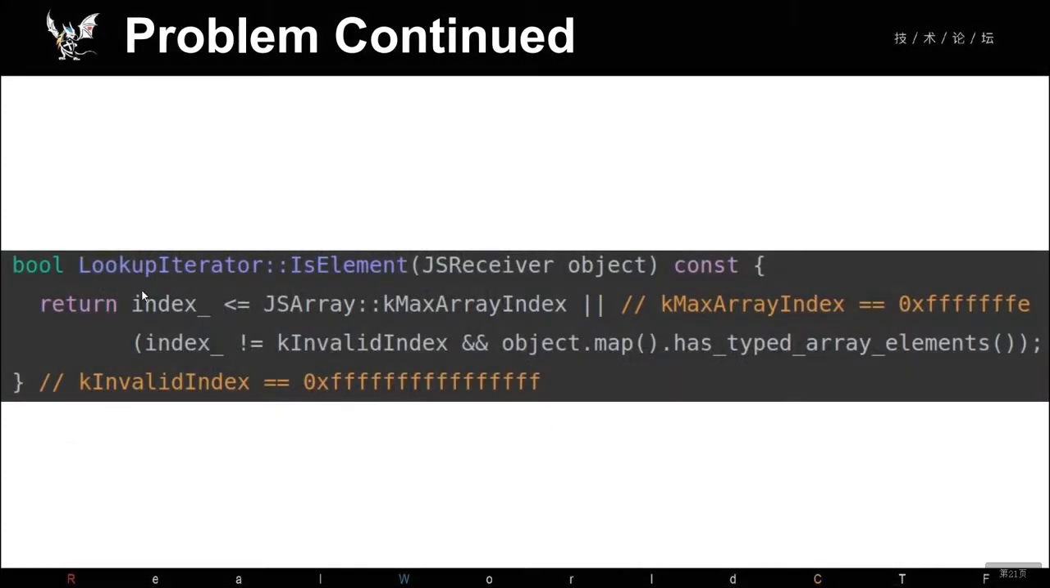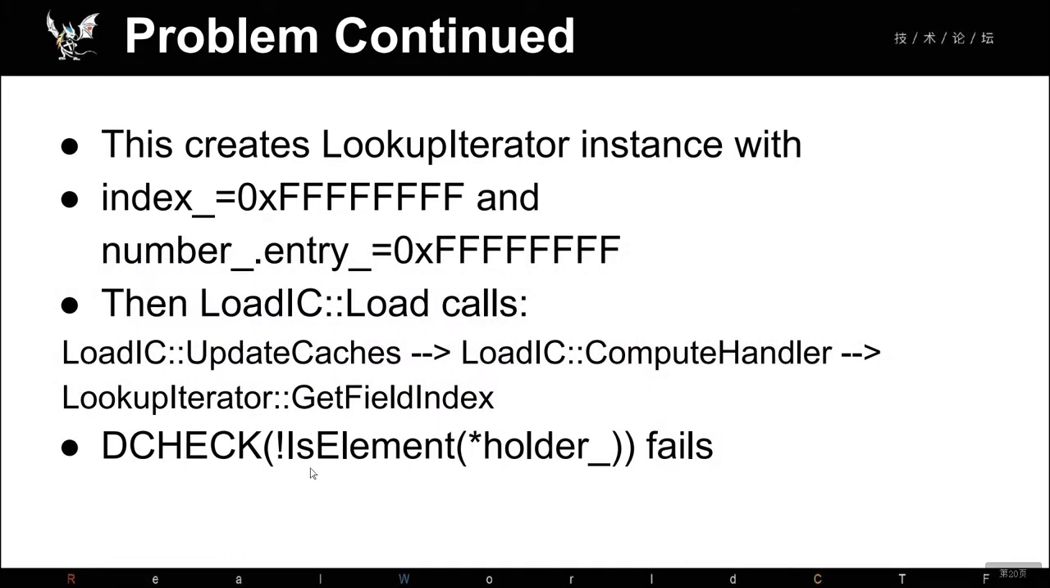If we look at the IsElement function, it first checks if the index is smaller than kMaxArrayIndex, which is false in our vulnerable case. However, for the second condition, it will return true because it is not equal to kInvalidIndex and it has typed array elements. So the return value of IsElement will be true, which does not satisfy such debug check.